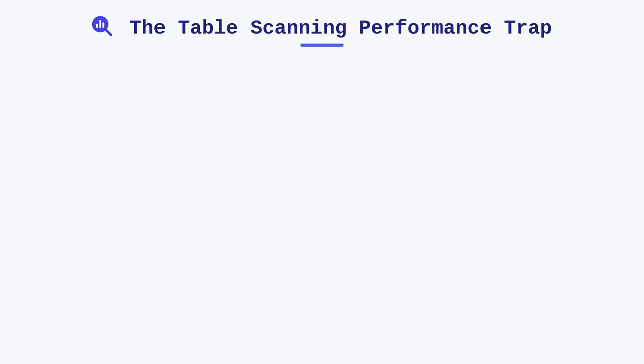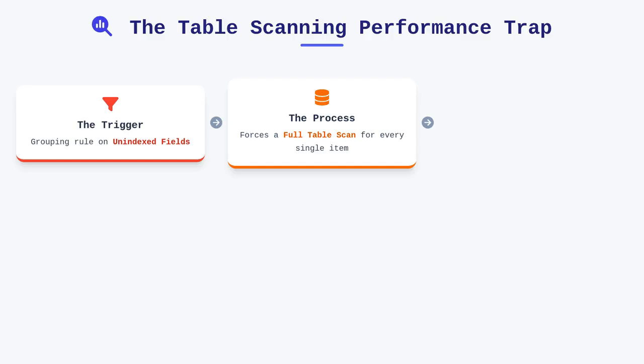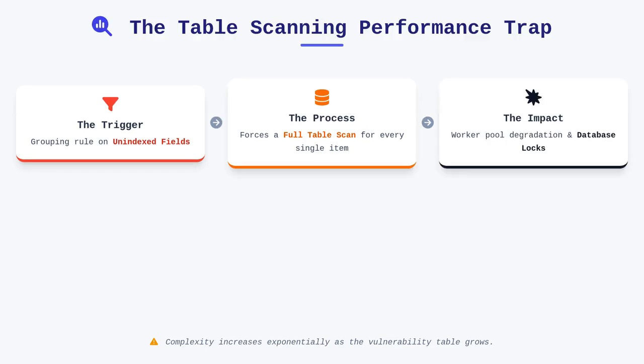Table scanning is a classic performance trap that manifests when your grouping conditions are not properly supported by indexed fields. If an automated grouping rule specifies a condition on an unindexed field, the database engine is forced to perform a full table scan for every single vulnerable item processed. This is exponentially expensive as your vulnerability table grows. Imagine querying a million records where the database has to touch every row because there is no index to prune the search space. The result is a massive performance degradation that ripples through the entire background worker pool.